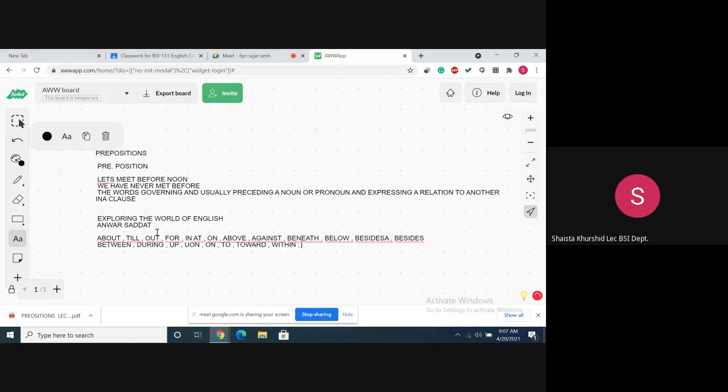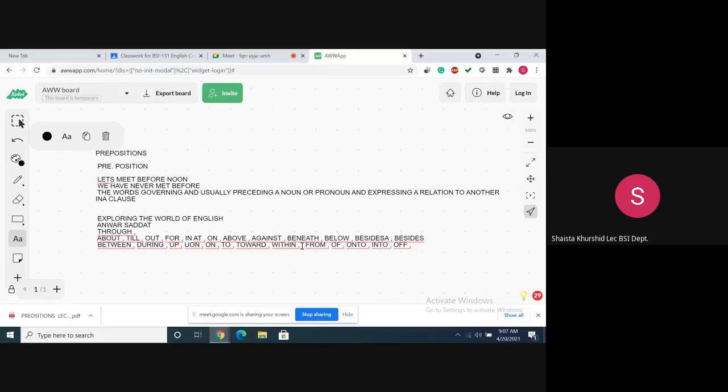within. We can have double prepositions as well, with or within. Through. Through is normally used for checks. Okay. From, off, onto, into. These are the double prepositions. Of. Okay. There are many.